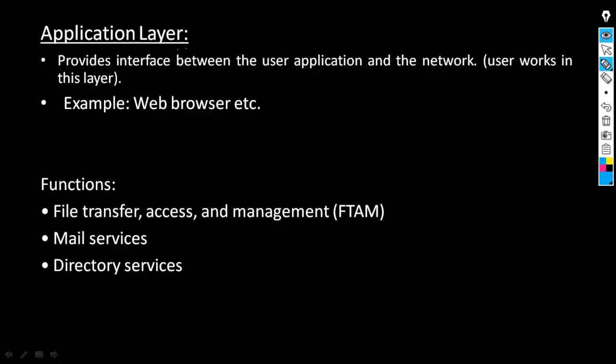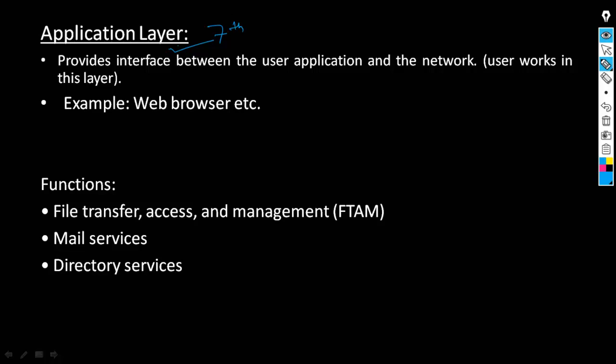So first let us start with the application layer. Application layer provides an interface between the user application and the network. So basically the user works in this layer and its main job is to provide an interface to the user. All applications work in this layer, for example, web browsers like Internet Explorer, Google Chrome or Mozilla. To access any web traffic, we need a web browser. And application layer is the 7th layer of the OSI model.